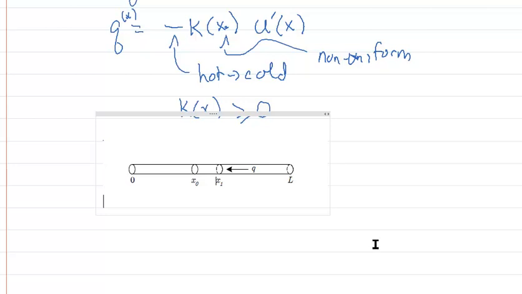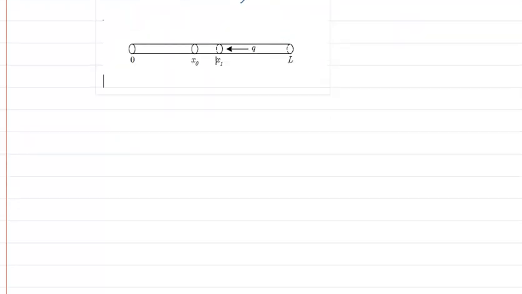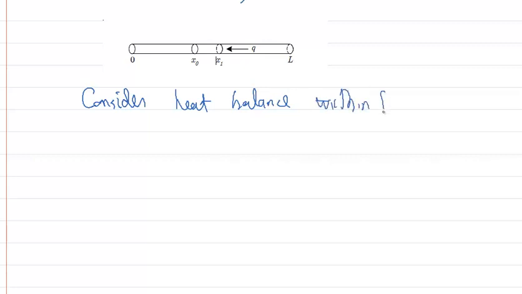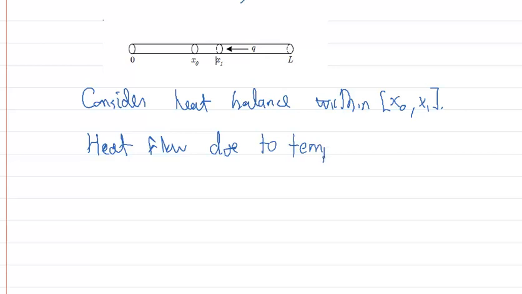Okay. All right, so here's a picture of my rod. What I want to consider is the heat balance within the interval x0, x1. Let's consider the heat balance. Now there's going to be heat flow out, or there's going to be heat flow due to temperature difference, or let me say due to temperature gradient.